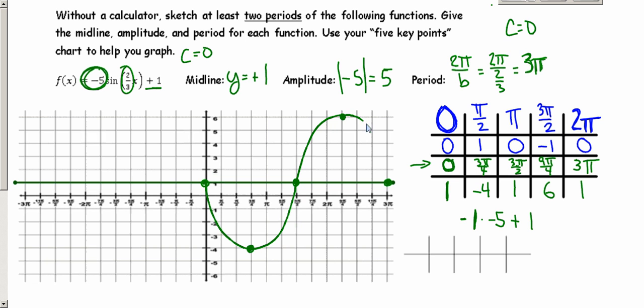Now these directions say to do at least 2 periods. So I could extend this curve to the right, but I already have this bit over here. It'll do the same thing on the previous. So I'll have an intercept at -3 pi and another intercept at -3 pi over 2. I'll have another minimum at -4, halfway in between here, and another maximum at 6, halfway in between here, and then I can just continue this curve.